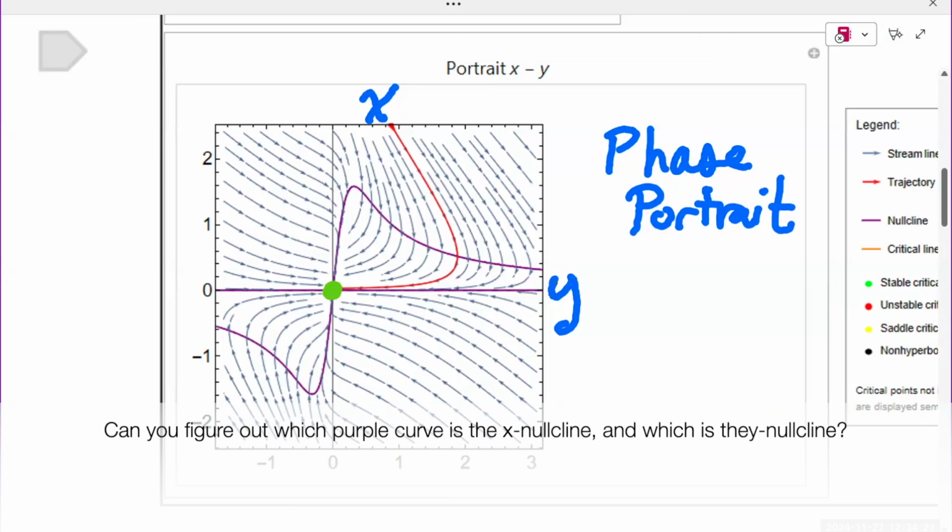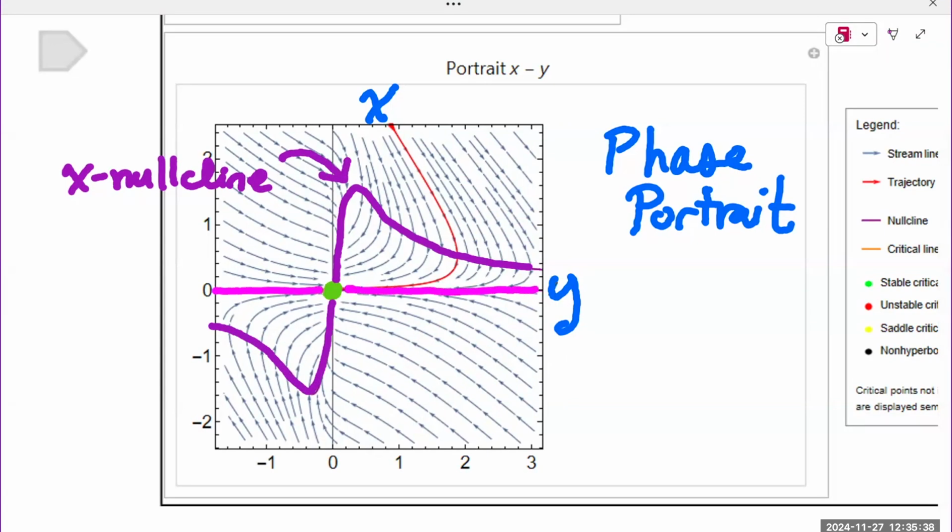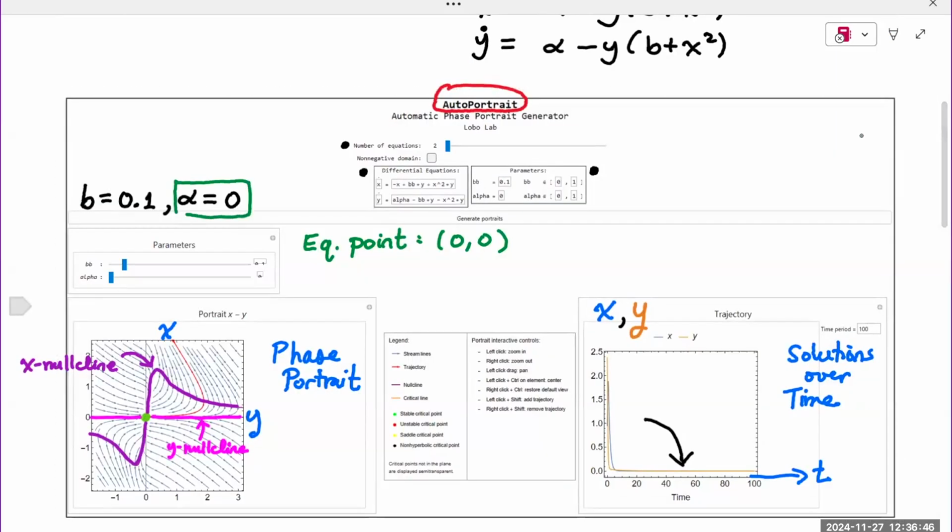Which one do you think is the x nullcline and which one is the y nullcline? Take a look at this picture, look at the direction of flow, and see if you can make a good guess. Okay, noting that the flow through this curve always tends to be vertical, that indicates that it must be the x nullcline because there's no left-right movement. For b equal 0.1, the y nullcline almost looks flat. It's not quite flat, but it looks pretty flat, and it is this here, where there is only left-right movement. So it's clear here that for alpha equals 0, our equilibrium point 0, 0 is a stable node, just as we predicted with our Jacobian.